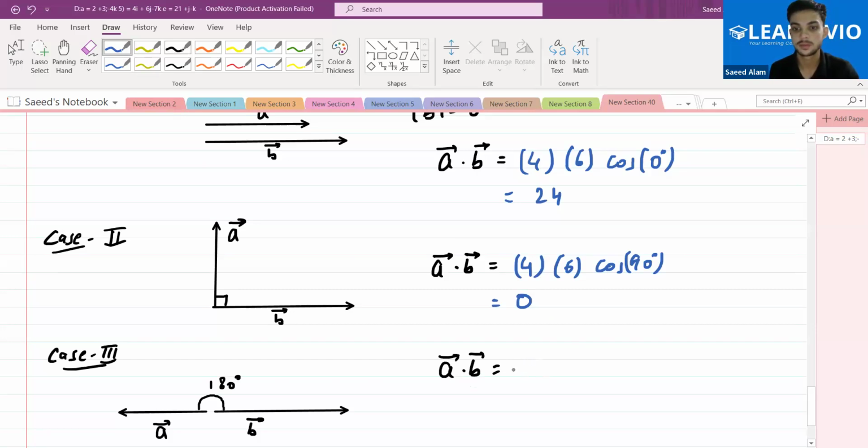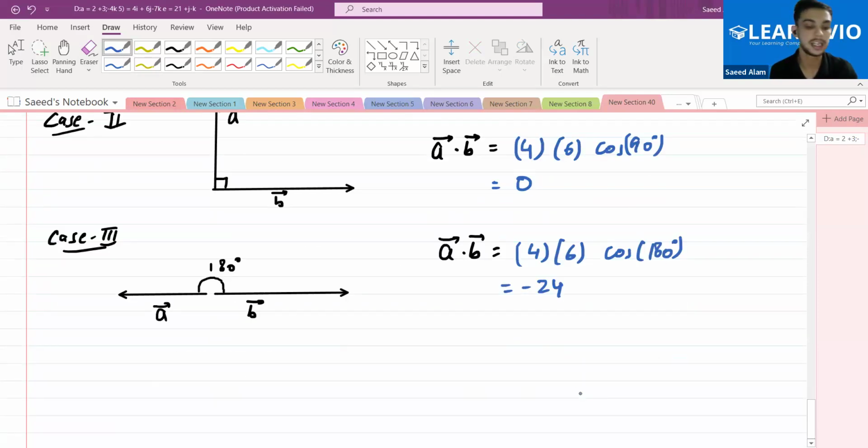Minus 24. That will be minus 24. Okay, this time what we are doing here is 4 into 6 into cos of 180 degrees, and we already know about the cos of 180 degrees, that is minus 24. This is the third case that we had seen over here. Okay, so we had seen this thing.